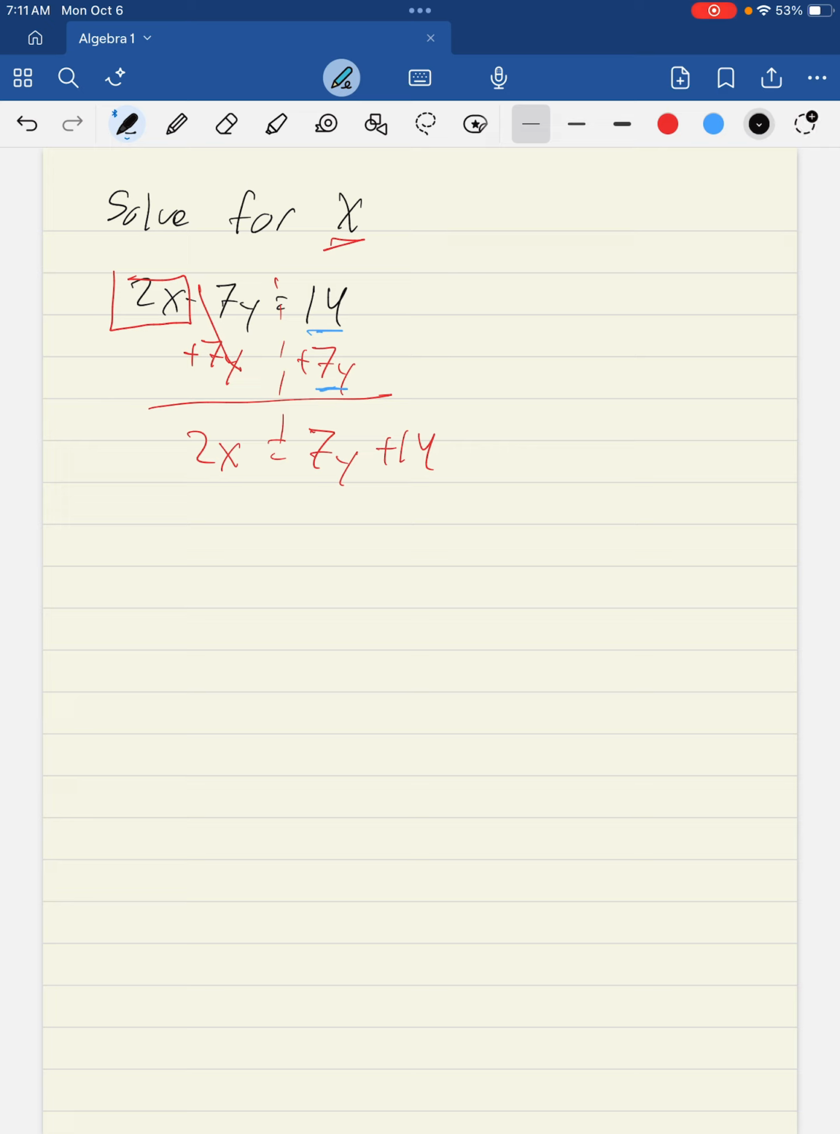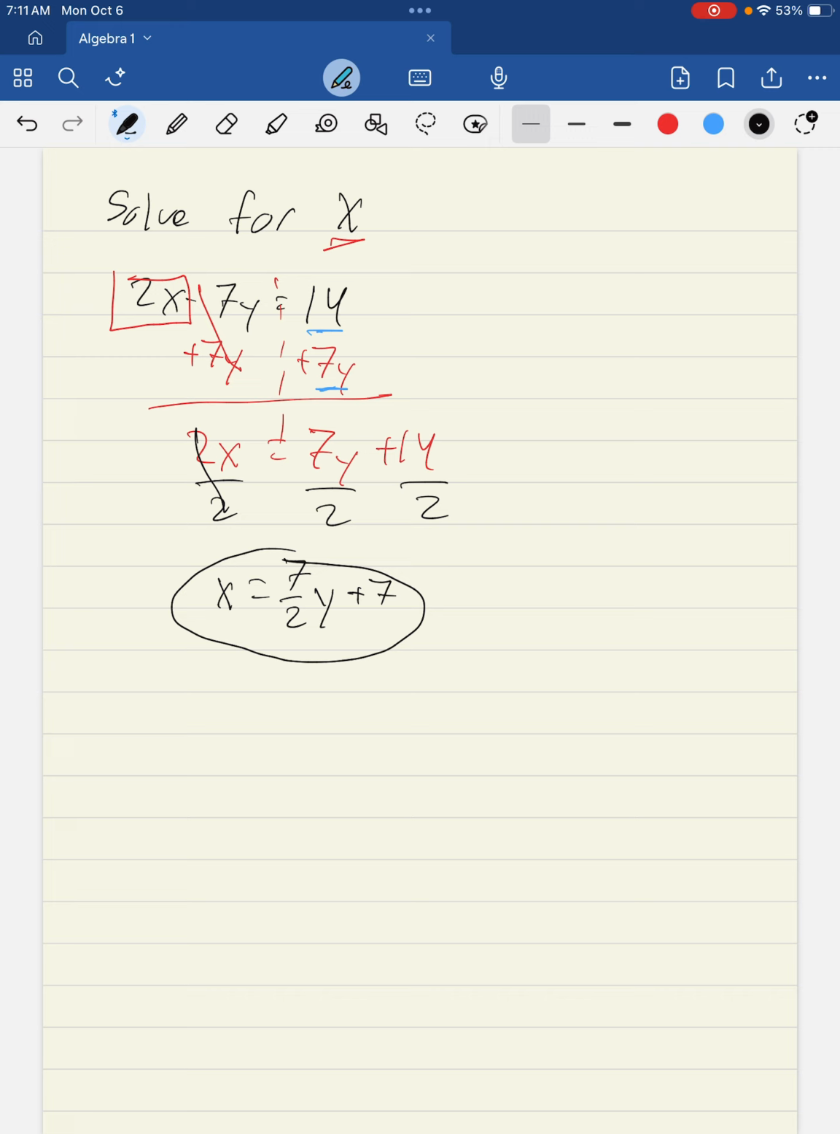From here, I want to get my x by itself, so I divide everything by 2. And we have x by itself. 7 over 2 times y. I cannot combine those guys, or I'm sorry, that doesn't give me an integer, so I just leave it as a fraction, 7 over 2 times y. And then 14 over 2. I can reduce that. 14 divided by 2 is 7. So we're going to write plus 7. And there we go.